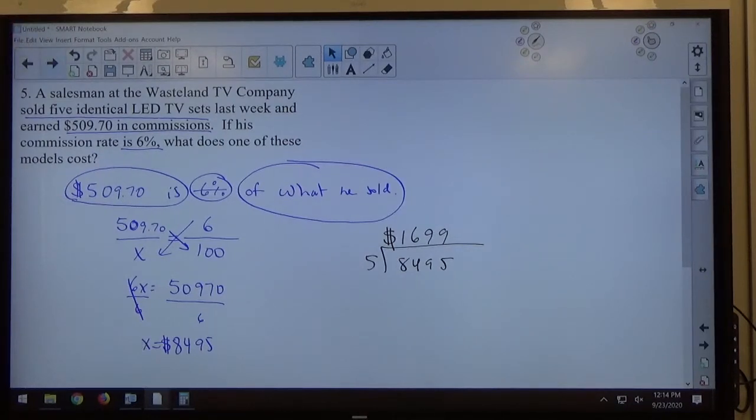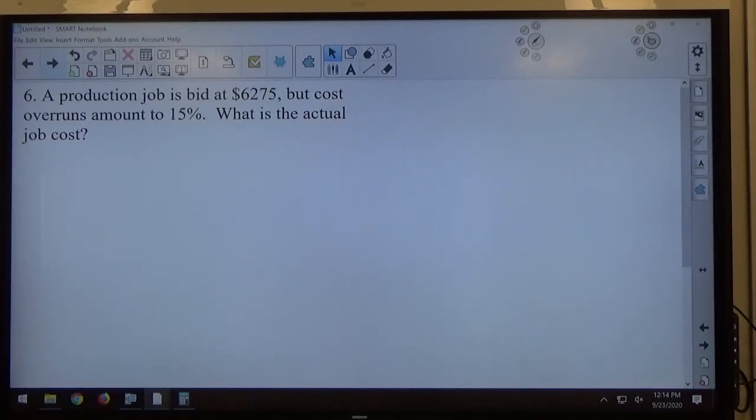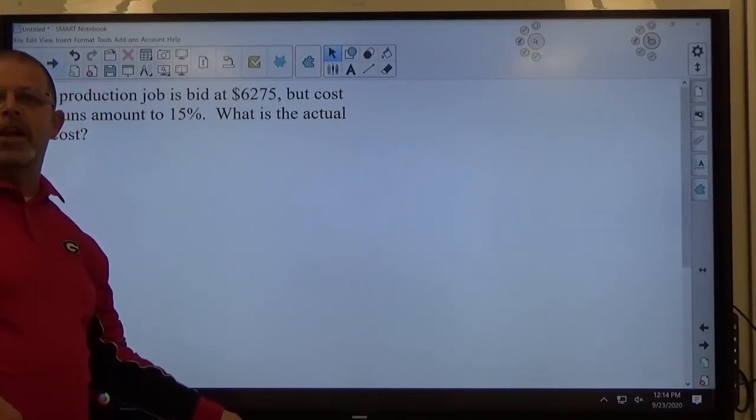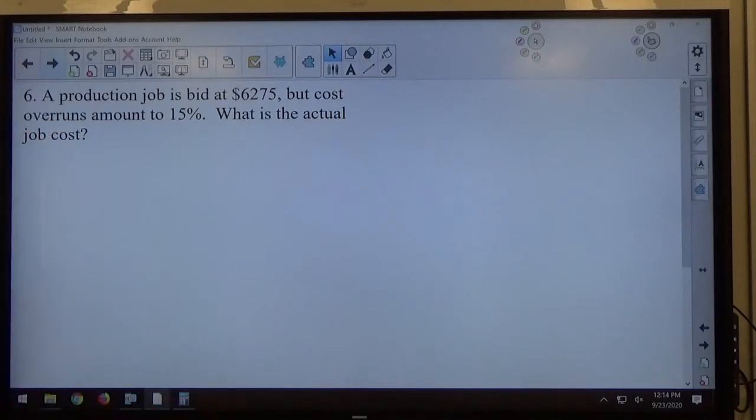Moving right along. Number 6, a production job is bid at $6,275, but cost overruns amount to 15%. What is the actual job cost? So this does involve a little bit of understanding of vocabulary. Maybe you know, maybe you don't. What does cost overrun mean, do you think? Does that mean it costs more or costs less?